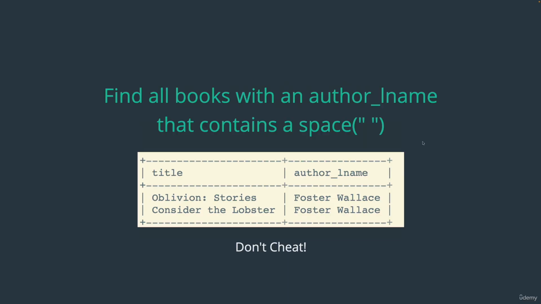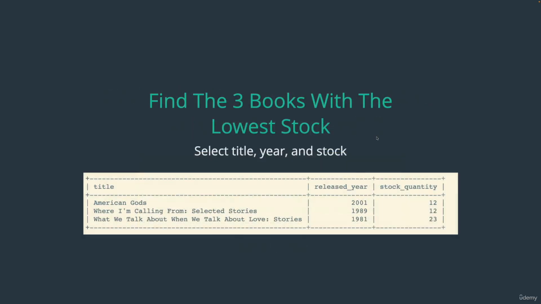Then find all the books with an author last name that contains a space character. And I think it's just Foster Wallace for that last name. Don't cheat and select based off of Foster Wallace. Do it based off of containing a space. And then print out the title and author last name.